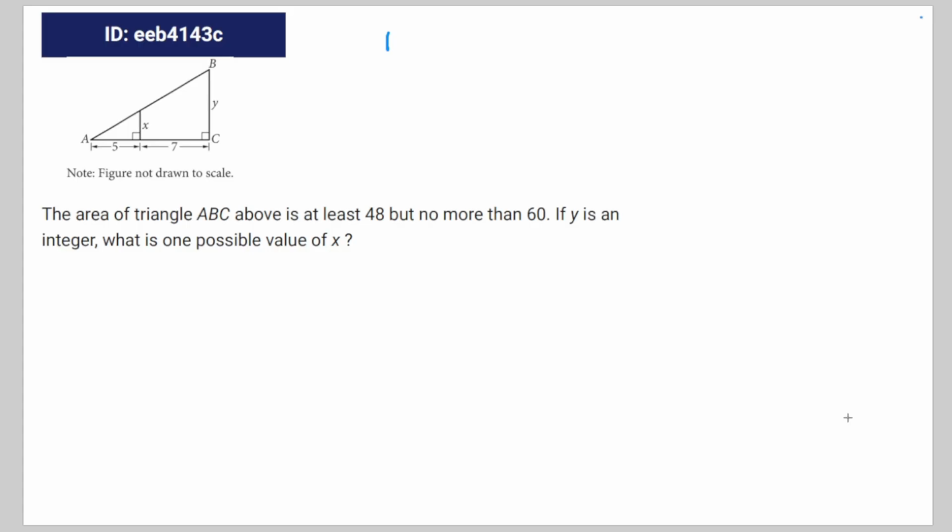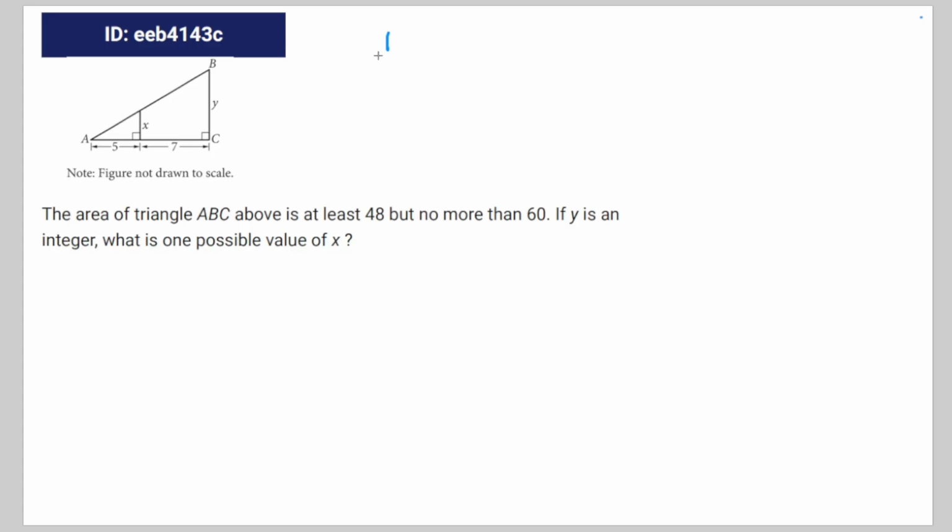Alright, so for this question, we're going to be talking about right triangle area. It gives us the following information. The area of triangle ABC above is at least 48, but no more than 60. If y is an integer, what is one possible value of x?